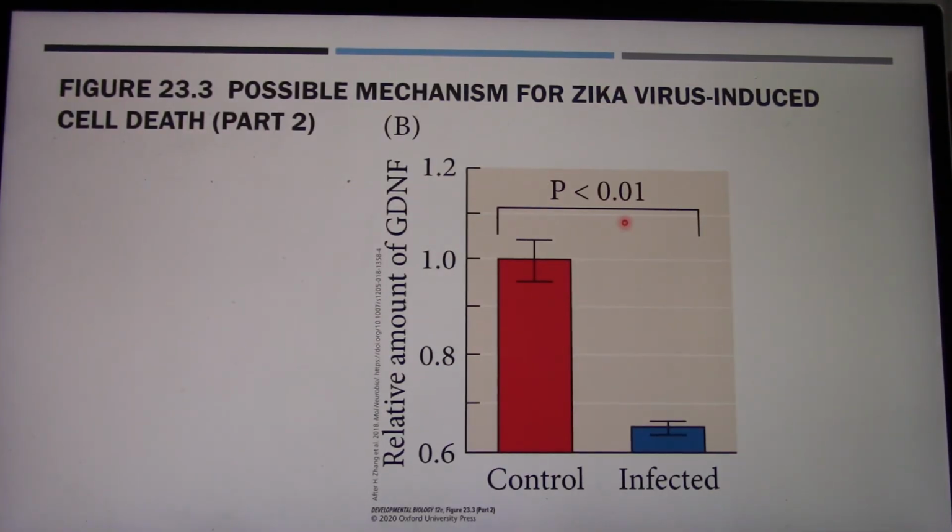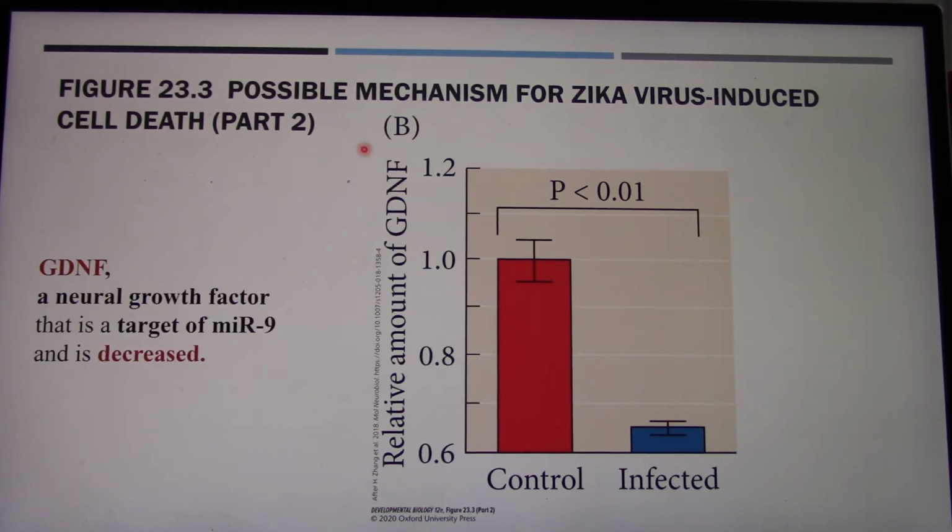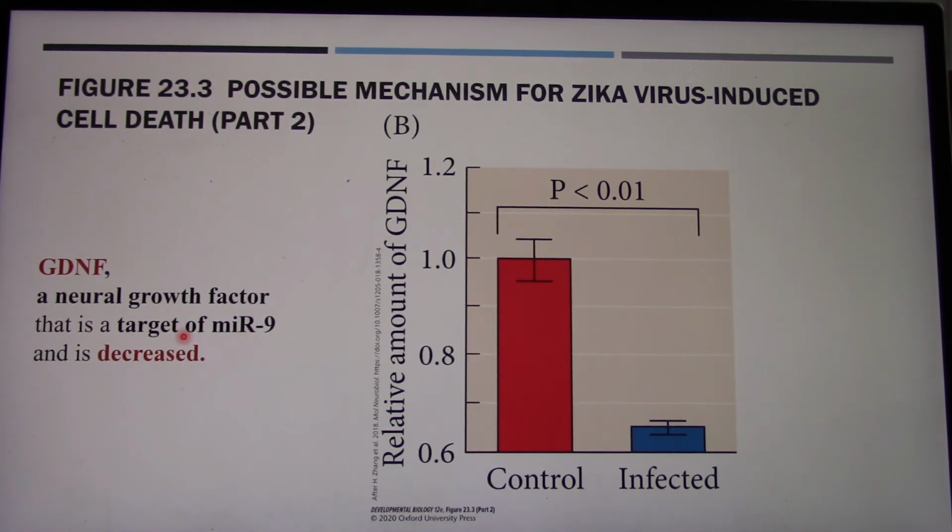Moving along, how does this impact fetal brain development? Well, because we see that increase in that microRNA, we also see a decrease in a factor important for neural growth, and that is called GDNF. This is what MIR-9, this microRNA, targets. It's going to regulate the expression of this nerve growth factor called GDNF.